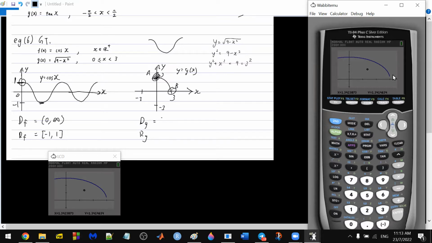Dg? Square bracket 0, 3 round bracket. And then think carefully. This point here is 3, 0. That point there, point A, is 0, 3. What's your smallest y? What's your biggest y? Round bracket 0, 3 square bracket. Well done. Very good. You understand already. You didn't get tricked.